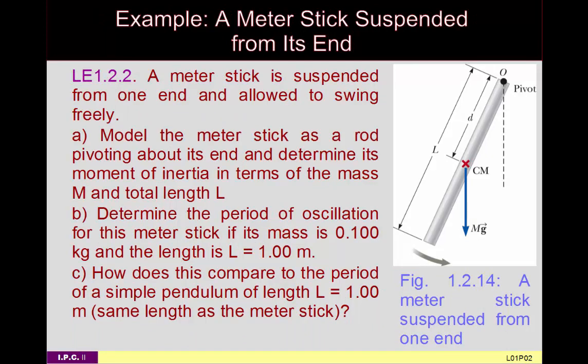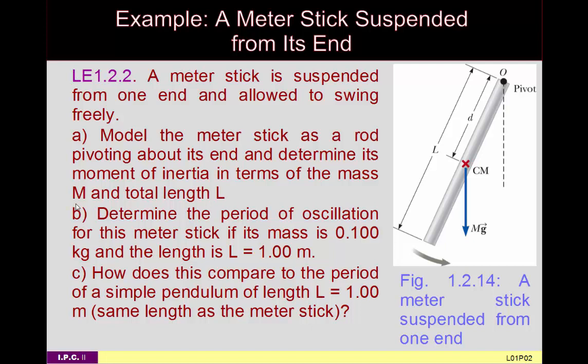All right, so let's close out with an example of an actual physical pendulum. So we take a meter stick and we basically suspend it from one end. So the suspension point is the very end of the meter stick.